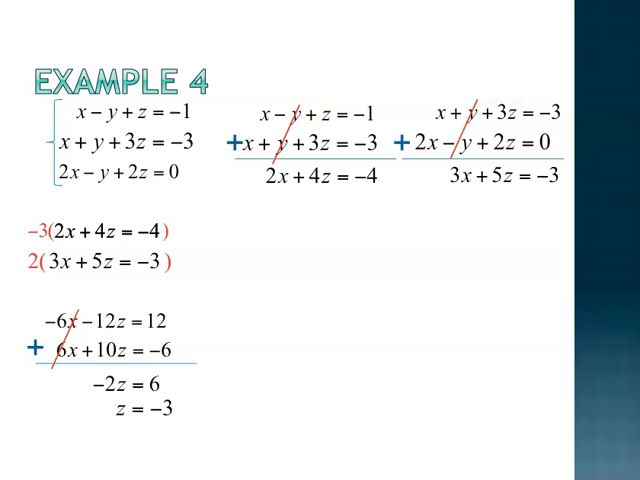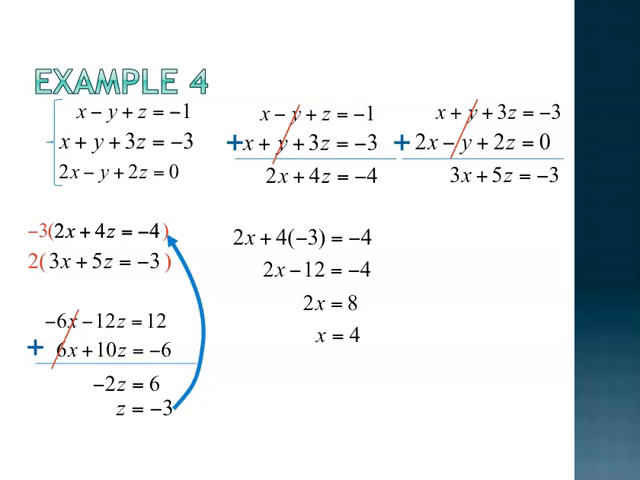Now how do we solve for x? Well, we just found z, and here we had these equations just in terms of x and z, so pick one of those 2 equations to plug into. So we have 2x plus 4 times negative 3 equals negative 4. And that's 2x minus 12 equals negative 4, so we have 2x equals 8 and x equals 4. Now I have x and I have z. I still need to solve for y.